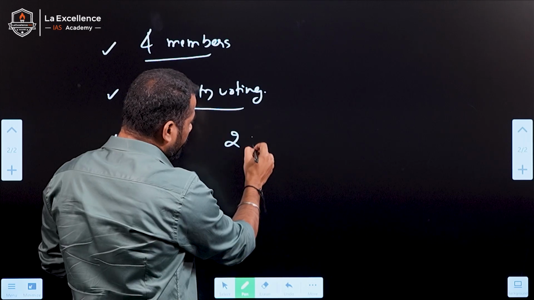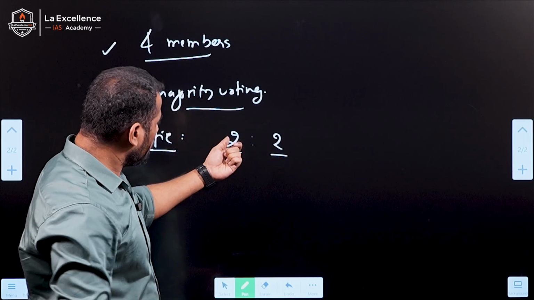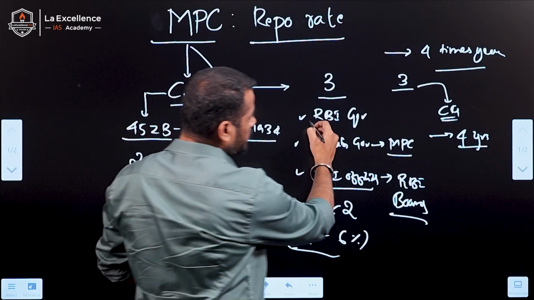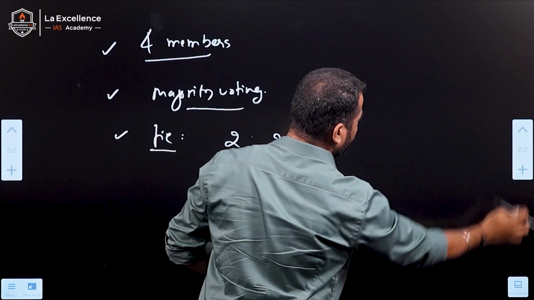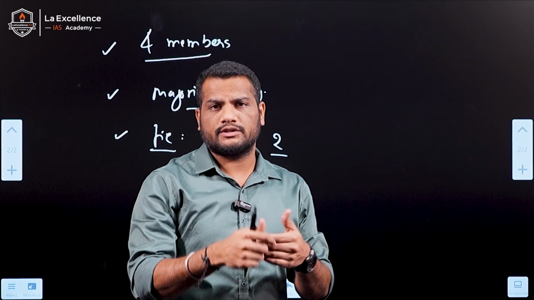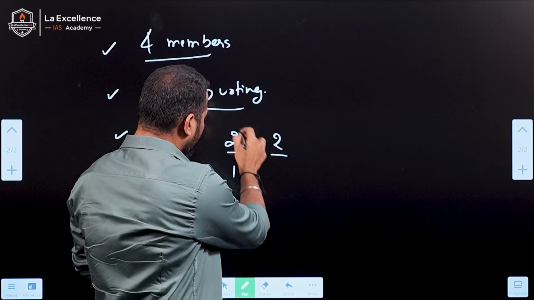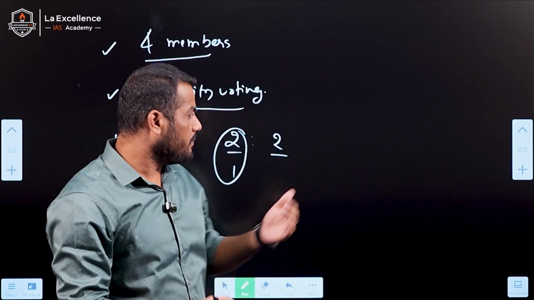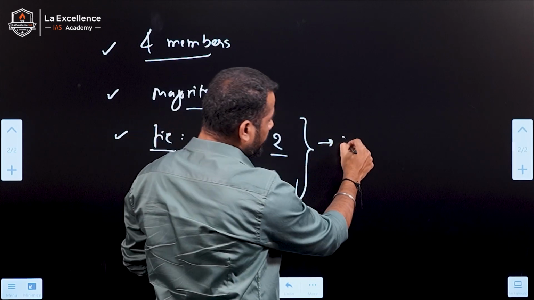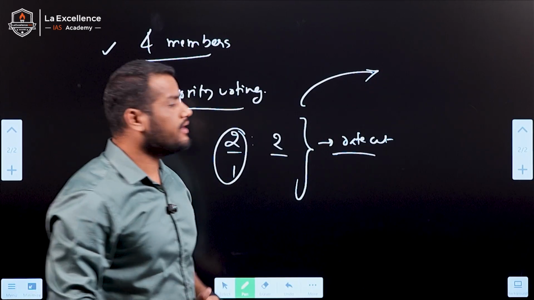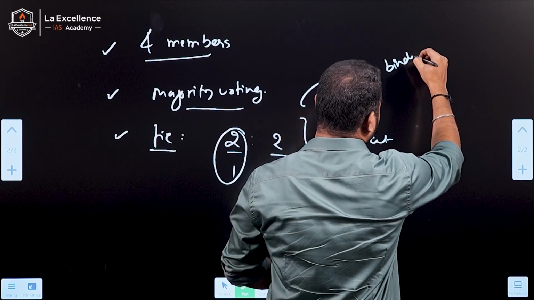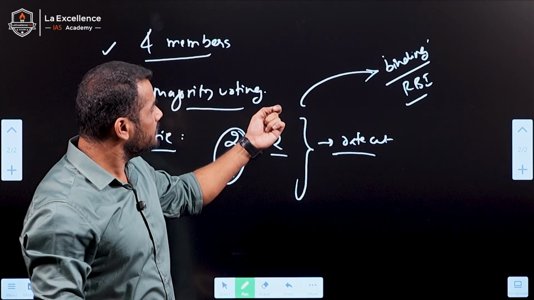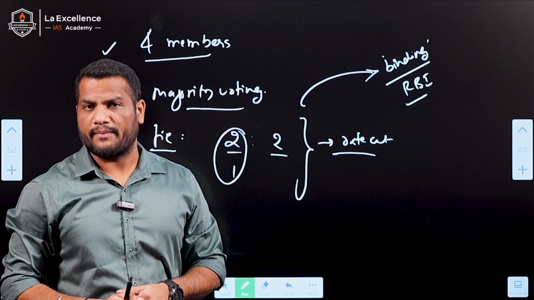if there are 4 members in the meeting and the votes are split 2 and 2, the RBI Governor, who is also the chairman of this committee, has a casting vote. Whichever side he votes for wins the majority. If the Governor votes in favor of a policy rate cut, there will be a majority for the rate cut. This decision is binding on the RBI, meaning the RBI should implement it. This is with respect to the Monetary Policy Committee.